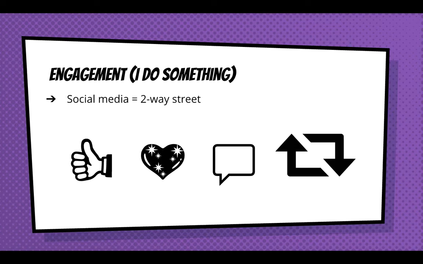Okay, so when we're talking about engagement, which is the "I do something" type of content, it's really acknowledging that social media is a two-way street. So when it comes to Twitter, you can be liking things, you can be hearting things, you can be commenting, you can be retweeting. So these are the types of ways that you can engage with people on Twitter.